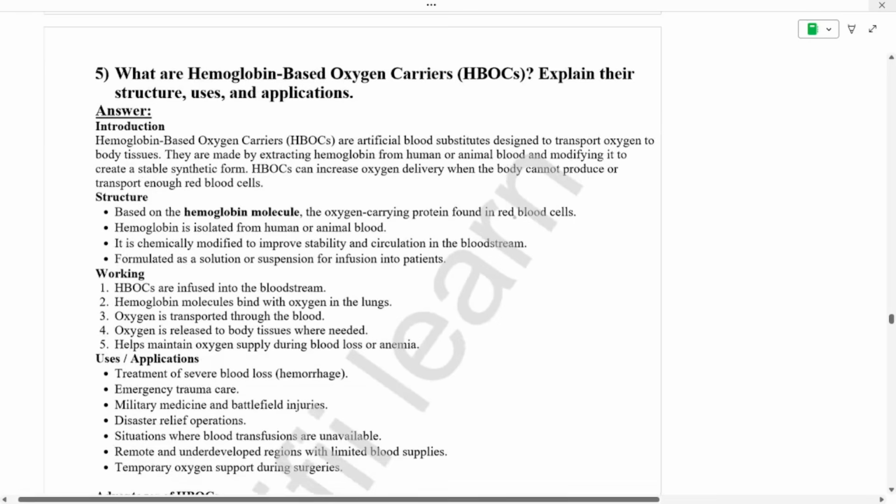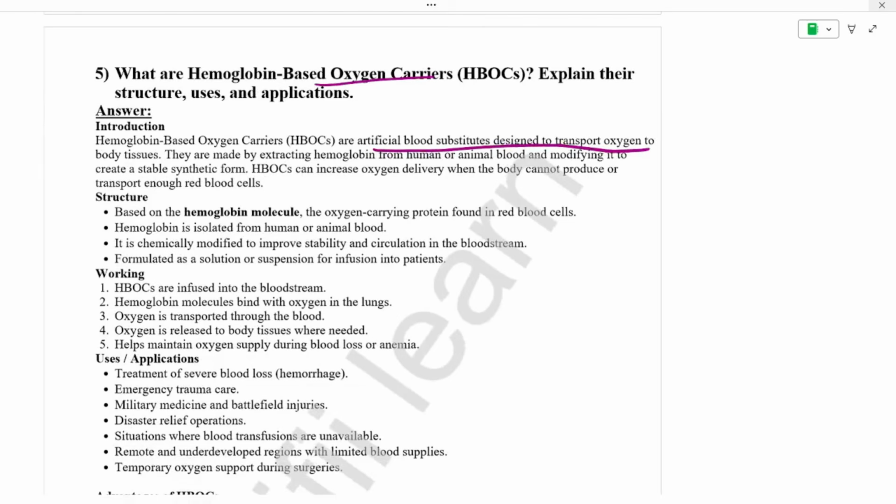Next is HBOC, I'll say briefly, this is nothing but an artificial blood substitute to transfer oxygen to the body tissue, particularly when people are in severe blood loss, trauma or emergency. It is used in military medicine and battlefield injuries or disaster relief operations, situations where blood transfusions are unavailable, and for surgeries and all they use it.